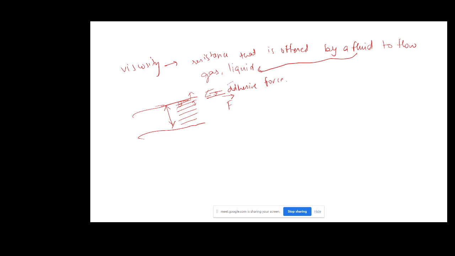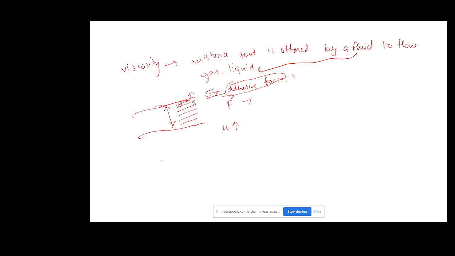So viscosity is the constant which represents the adhesive force. If mu, that is the viscosity, is higher, it represents that the fluid has higher adhesive force between the layers. And so for the fluid to flow, we need to apply more force or more energy.